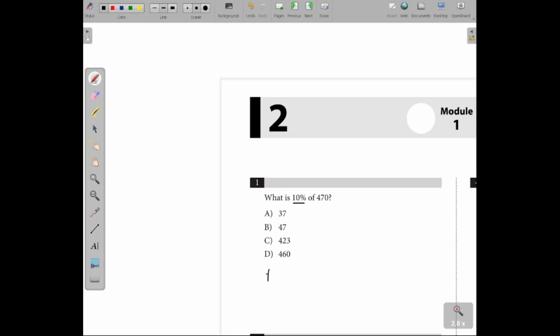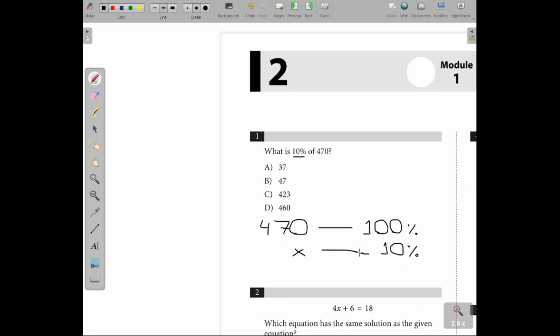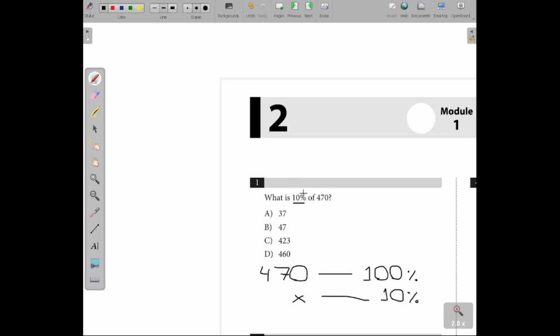So if we know that 470 is the 100%, now we want to find the 10%. What amount? What is that 10% amount? Just for another example that could be in the test, if they ask for the 30%, or 20%, you just change this percentage, whatever it asks.